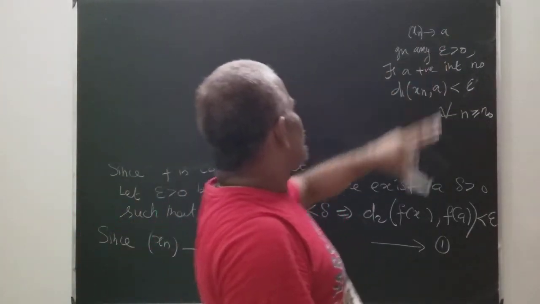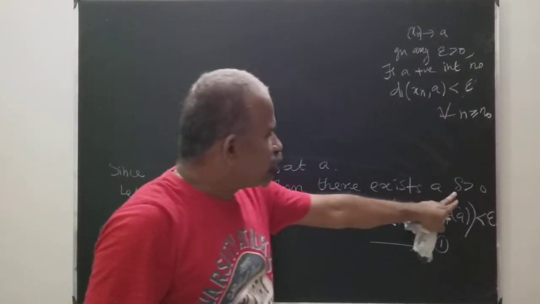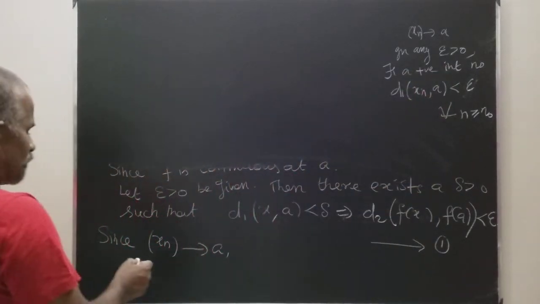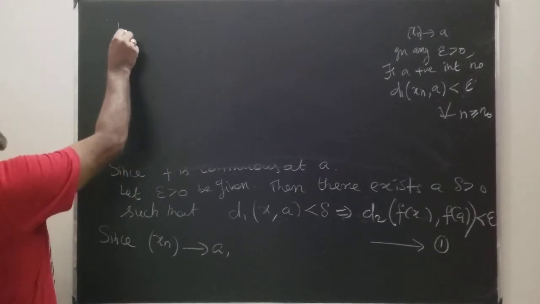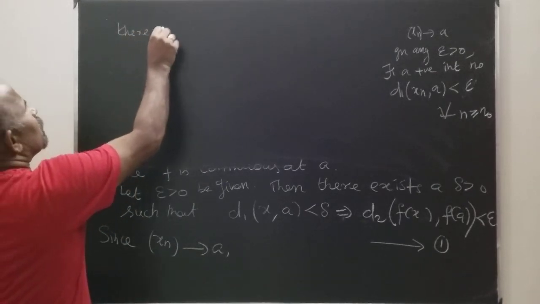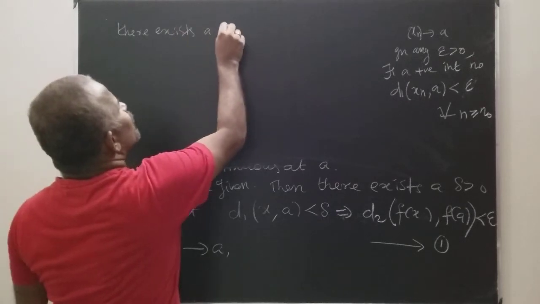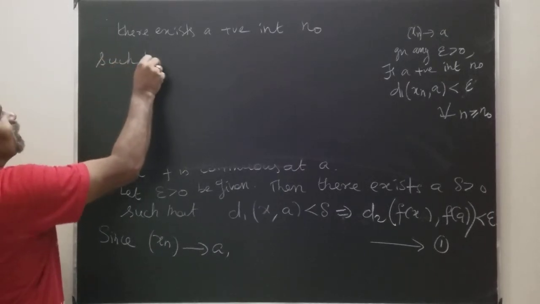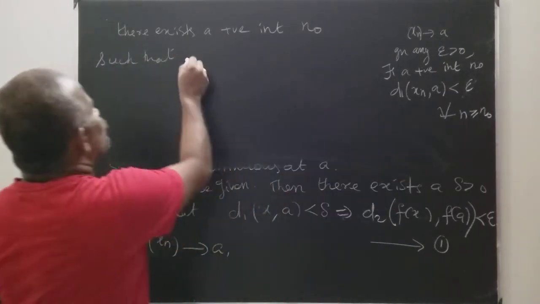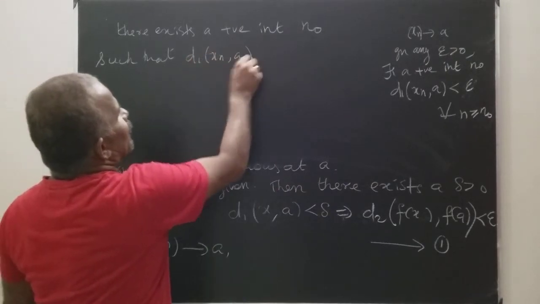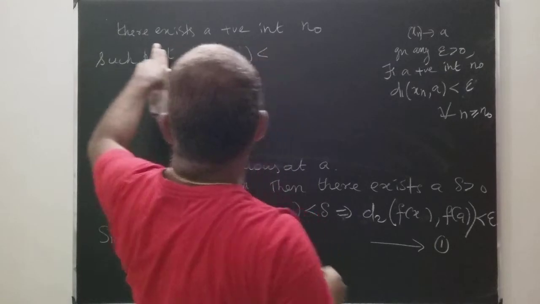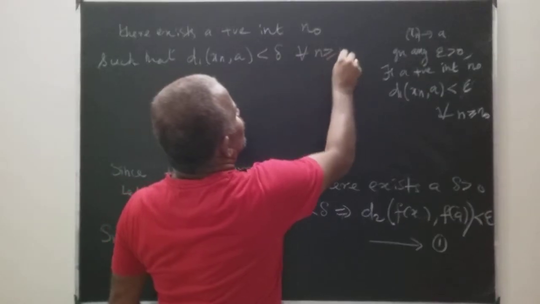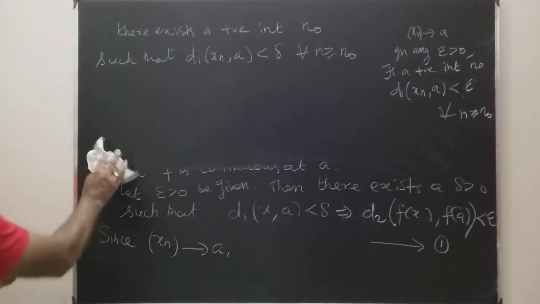Given any epsilon, a positive number, and we already have a positive number delta, so instead of epsilon, we choose delta. Since xn converges to A, there exists a positive integer n0 such that d1 of xn comma A is less than delta for all n greater than or equal to n0.